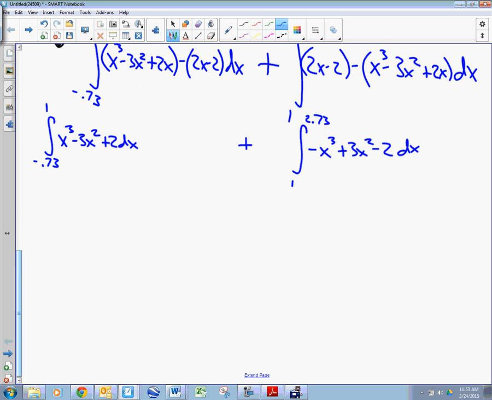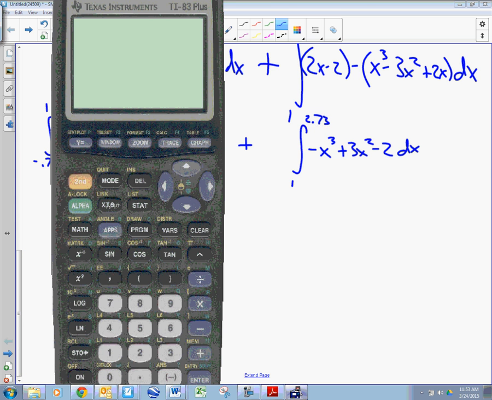So since we have negative 0.73 and 2.73, we'll obviously have to use our calculator for that, so we'll go into our table to evaluate those pieces. Let's just take the antiderivative here. So we have x to the fourth over 4 minus x to the third plus 2x. We're going to evaluate that at 1 and negative 0.73. Grab my calculator.